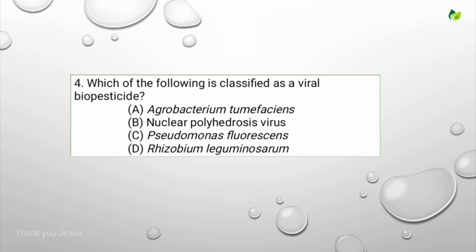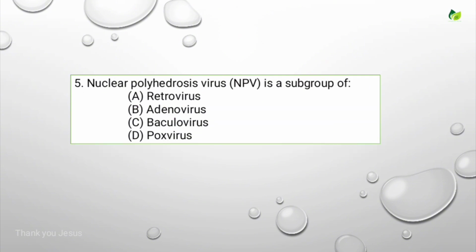Which of the following is classified as a viral biopesticide? Options are Agrobacterium tumefaciens, nuclear polyhedrosis virus, Pseudomonas fluorescens, Rhizobium leguminosarum. For this, the correct answer is nuclear polyhedrosis virus, which is a viral biopesticide. Let's see the next question.